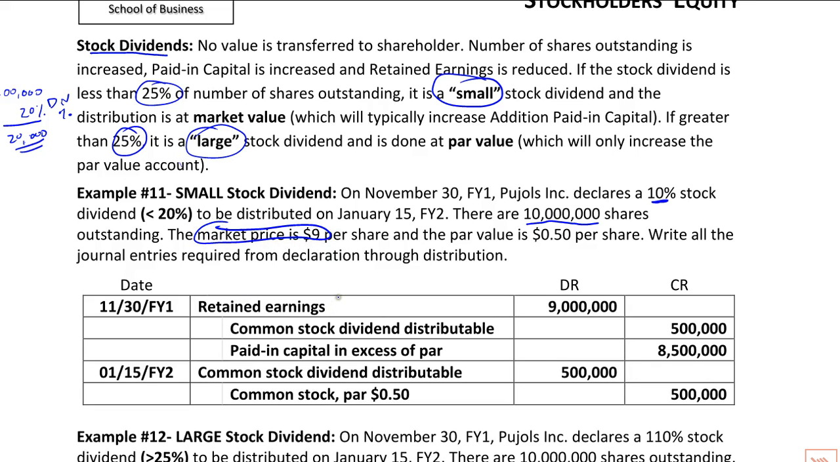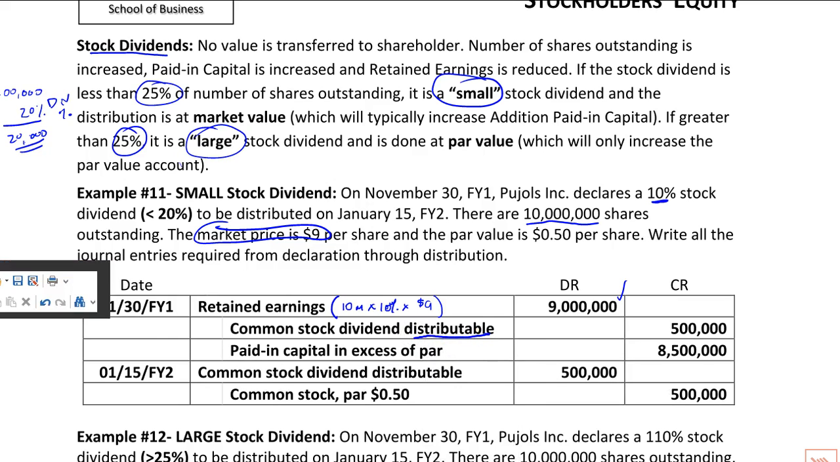So we have 10 million outstanding shares times a 10% stock dividend. That's a million. And we have to multiply it by the market price of $9. That's where the 9 million comes from. So you put a $9 million reduction in retained earnings. So it looks like a dividend so far, from the perspective of the other three dividends that we've looked at: cash, liquidating, and property dividend all reduce retained earnings. Here's where it gets a little different.